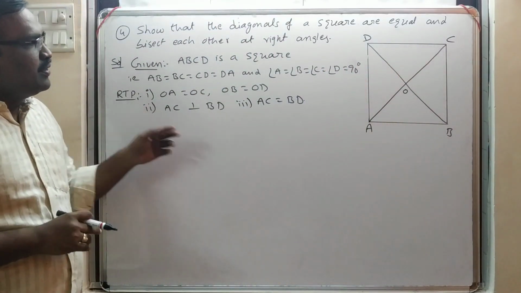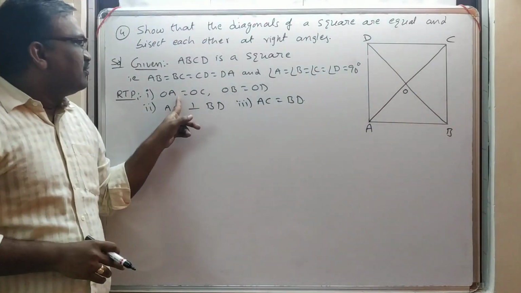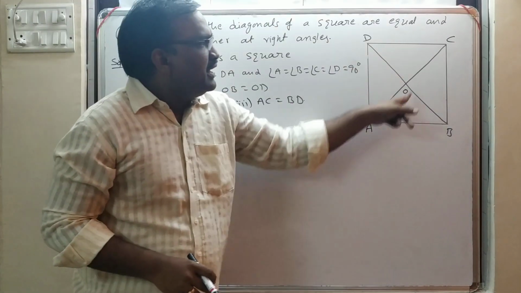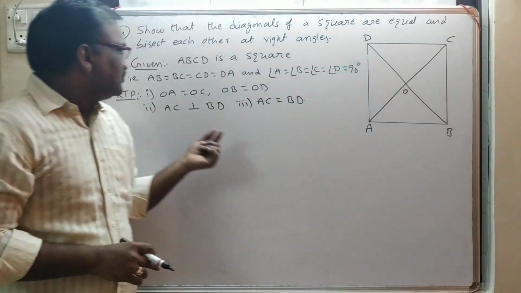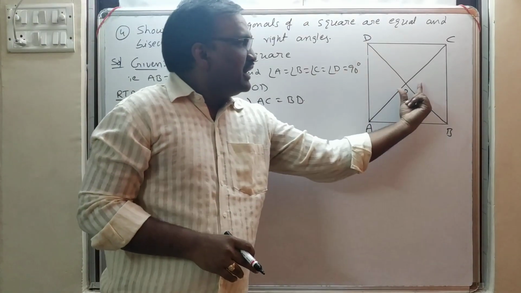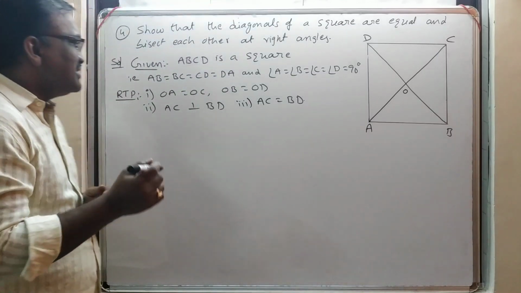What you have to prove? First, bisect each other, that is OA is equal to OC, OB is equal to OD, that is one condition. Next, diagonals are perpendicular, AC perpendicular to BD. Third condition, diagonals are equal, AC is equal to BD. See, proof.